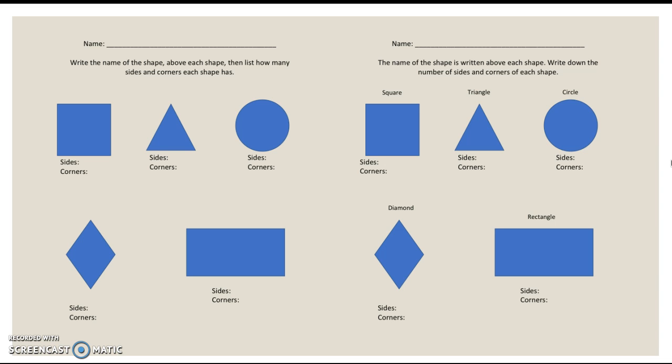And for the modified one, the name of the shape is written above each shape. Write down the number of sides and corners of each shape. So this kind of helps them. They know this is a square, and they should know that a square has 4 corners and 4 sides. So that kind of makes it a little bit easier for them. And that is it.